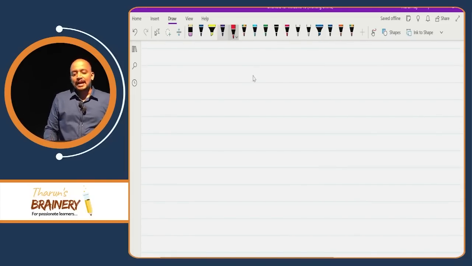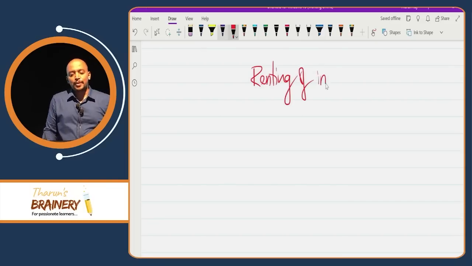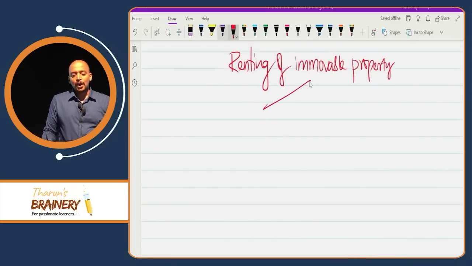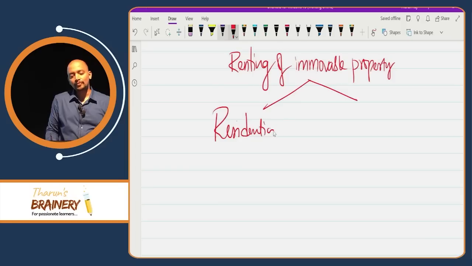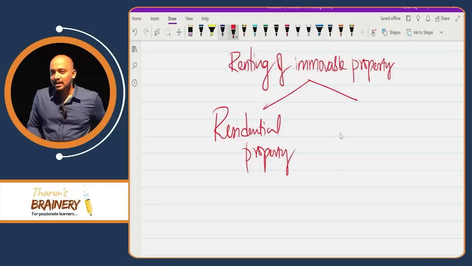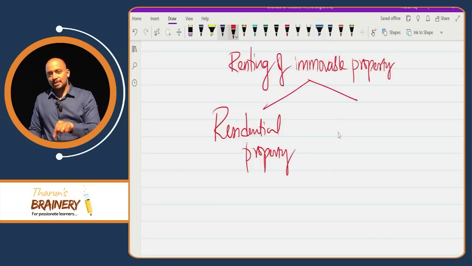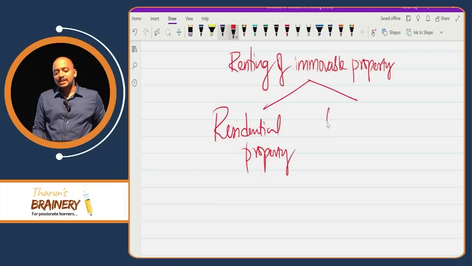First is renting of immovable property. No need to write, just listen. Immovable property is divided into 2: residential property and commercial property. How do we know whether it is a residential property or commercial property? At the time of construction itself, we get an approval. In that approval, we state whether we want to construct a residential property or commercial property. Based on that, we will know which it is.